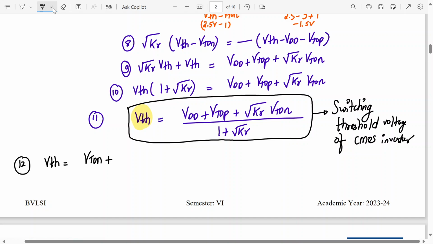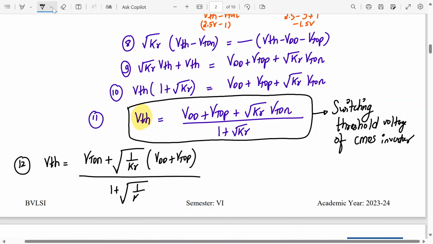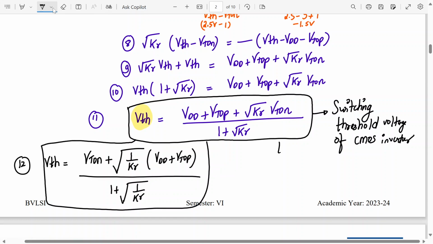VTON plus VDD. Let me add it over here. 1 by Kr times VDD plus VTOP. This alternate form is sometimes useful: 1 plus square root of 1 by Kr. This is the same thing only. Let's call this equation number 1.1 and this one 1.2.